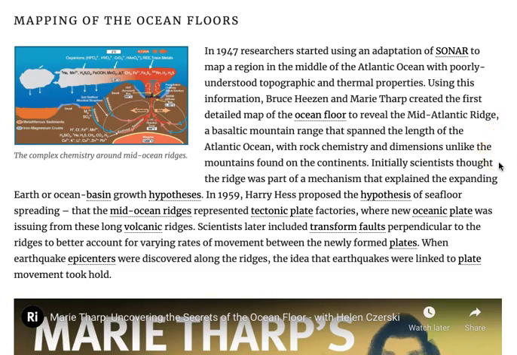Initially, scientists thought the ridge was part of a mechanism that explained the expanding Earth or ocean basin growth hypothesis. In 1959, Harry Hess proposed the hypothesis of seafloor spreading, that the mid-ocean ridges represented tectonic plate factories, where new oceanic plate was issuing from these long volcanic ridges. Scientists later included transform faults perpendicular to the ridges to better account for varying rates of movements between newly formed plates. When earthquake epicenters were discovered along the ridges, the idea that earthquakes were linked to plate tectonics movement took hold.